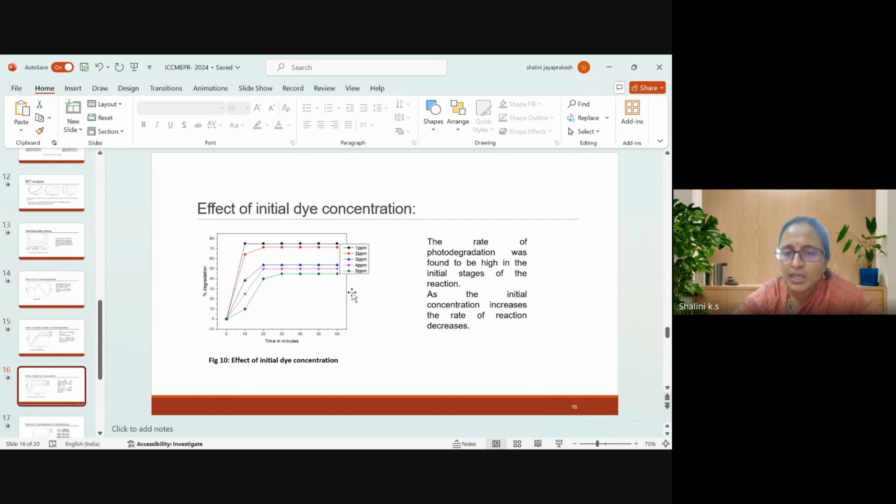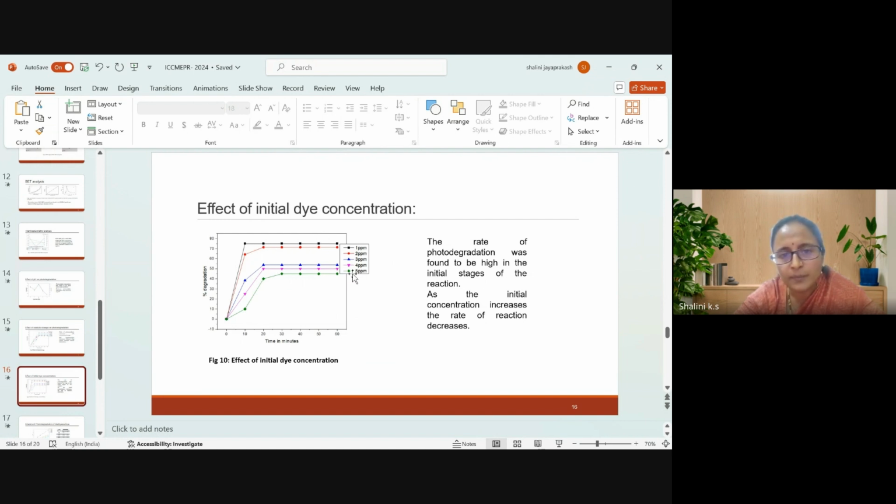And then we did the studies to check the effect of initial dye concentration on photodegradation. As we can see, within 10 minutes we got the highest degradation percentage; we get it before 10 to 20 minutes. That is the initial period, which is more effective for photodegradation, and then it stops. That's probably because all the active sites get blocked by then, and afterwards it remains constant.